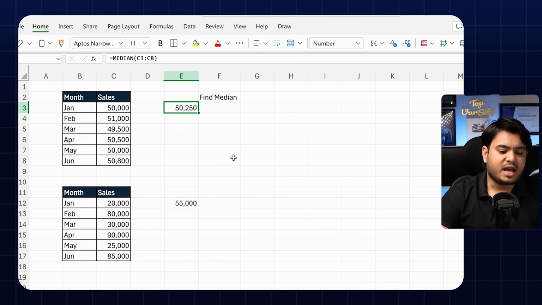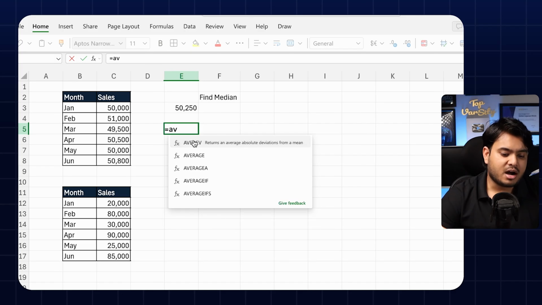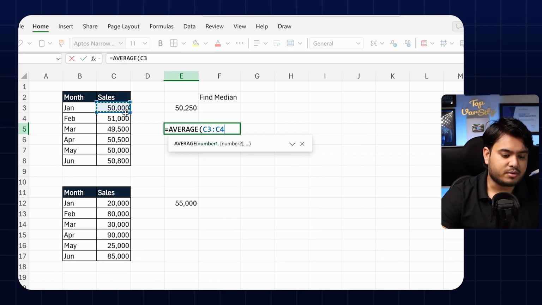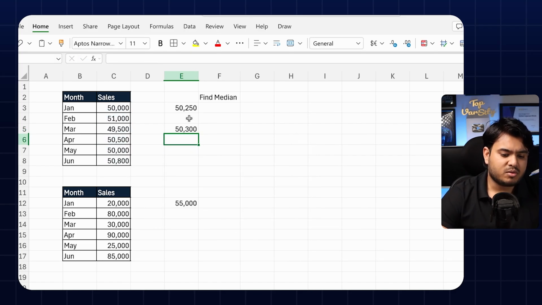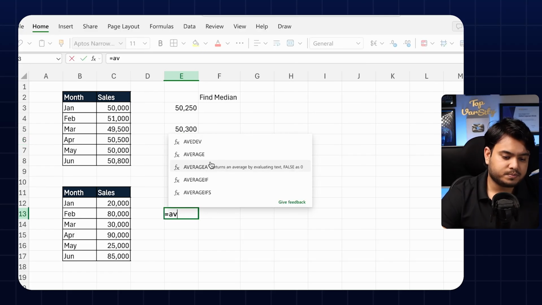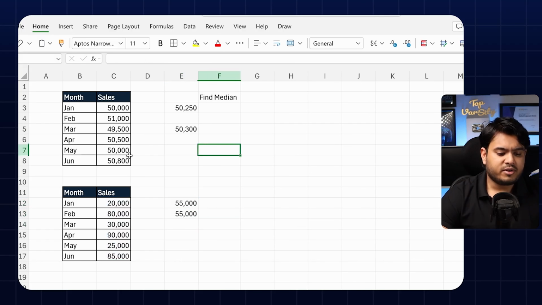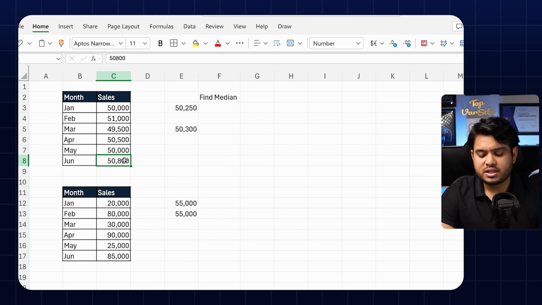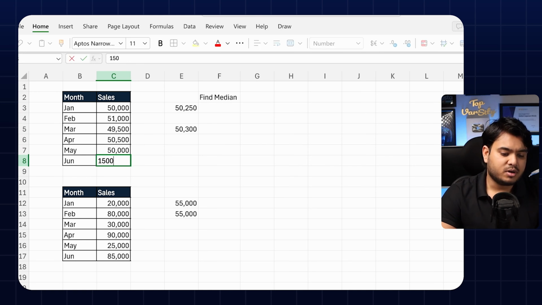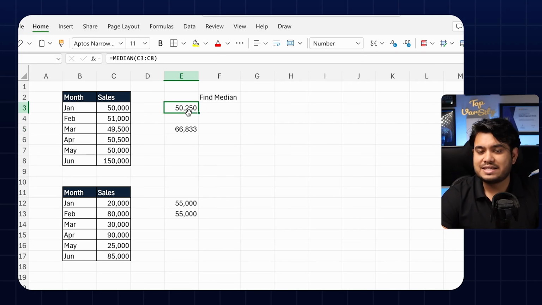Let's find the average for these also. The average will give you some idea how different it is from the average. For this, the average will be almost similar. Let's see the average for this value. Yeah, the average is almost the same. Now if I try to change this value to, let's say, 1,50,123, see, this average has changed, but your median is as it is.